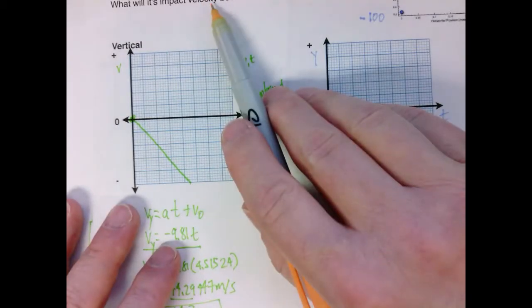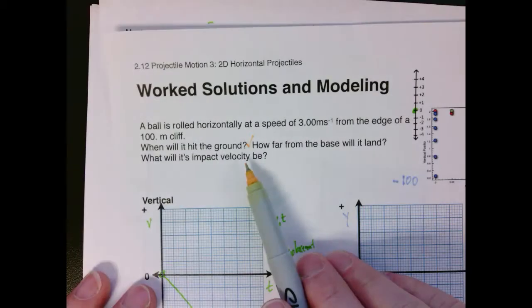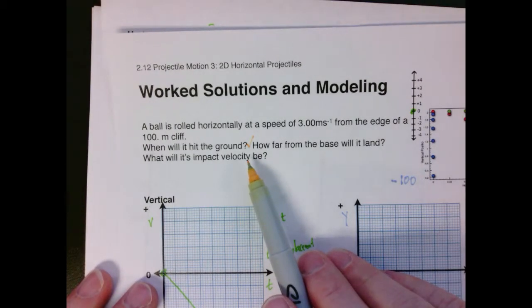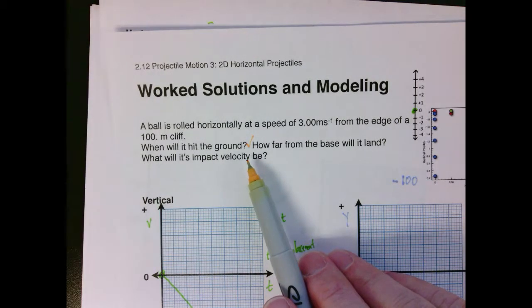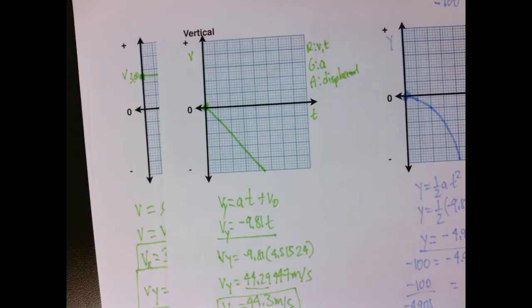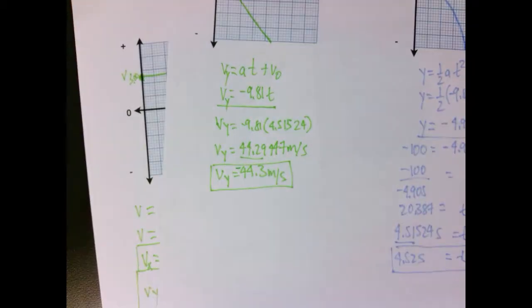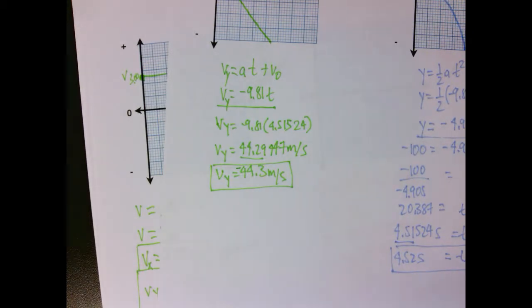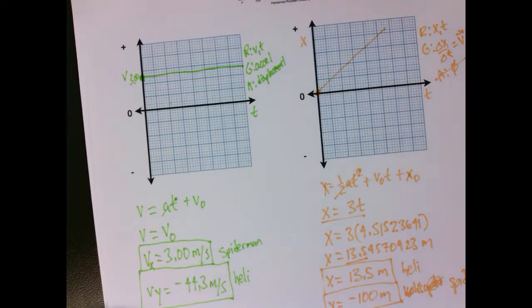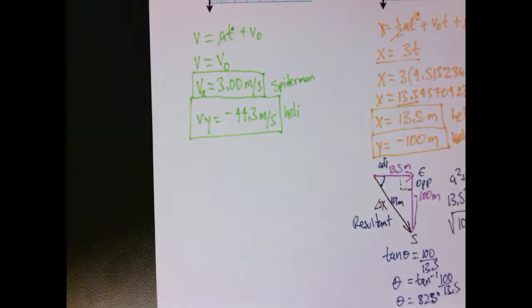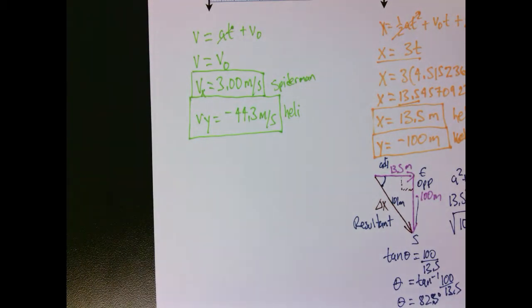What will its impact velocity be? Well, if you're talking to the helicopter, it's going to say it was traveling at 3 meters per second when it stopped. Spider-Man's going to say he was traveling at negative 44.3 when it was at impact. But it turns out, from our perspective, the omniscient perspective, that is again not true. Neither one is totally correct.